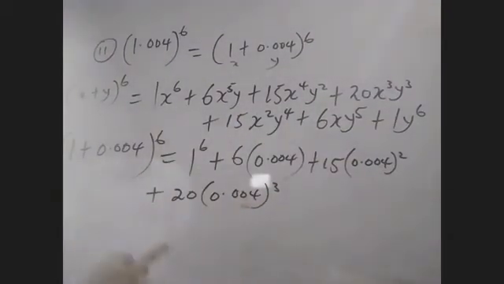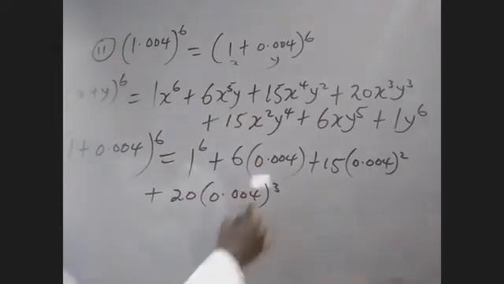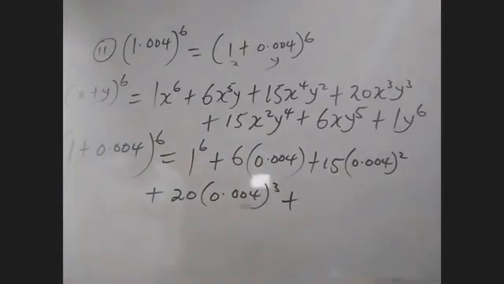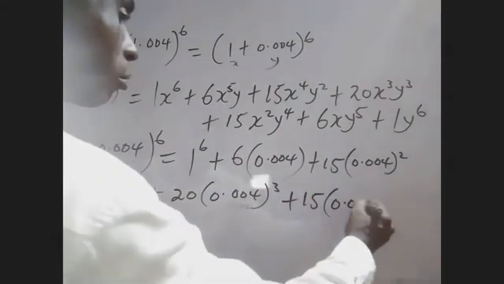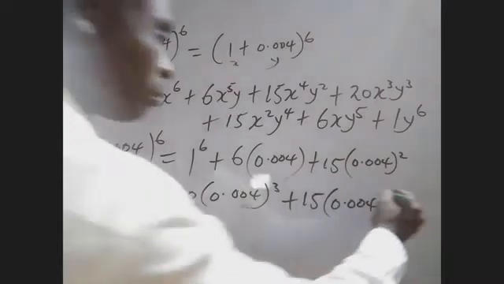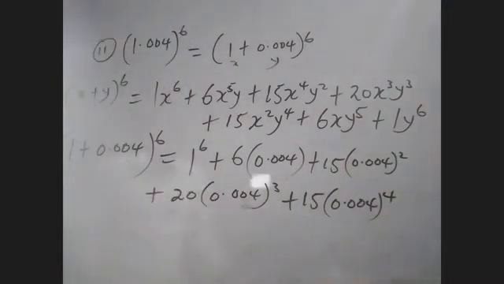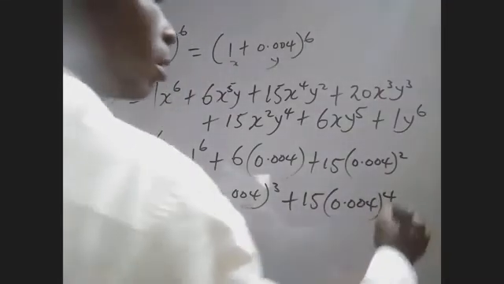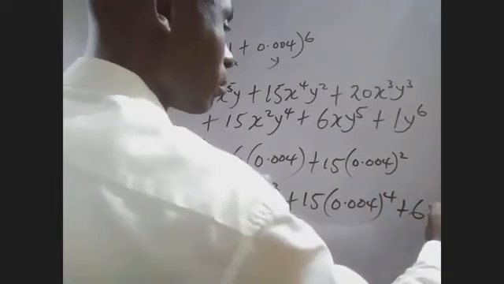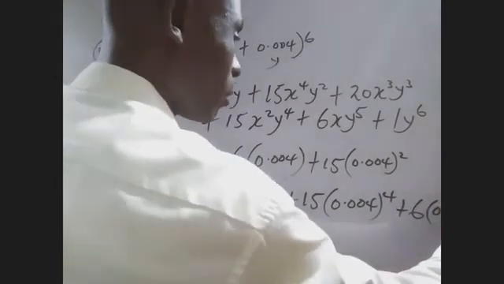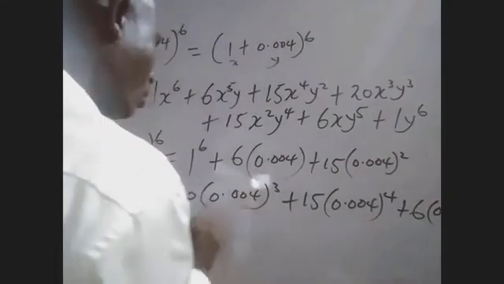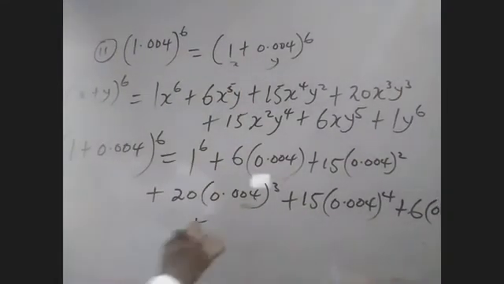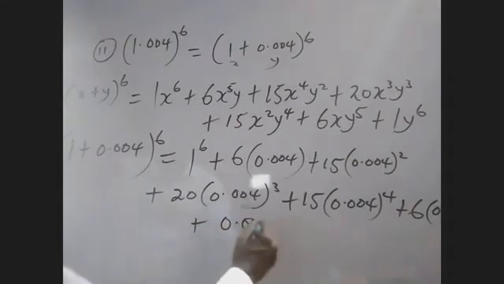So that's why I don't need to waste my time solving on 1. Plus here is 15 into brackets 0.004 raised to the power of 4. Then you have plus 6 into brackets 0.004 raised to the power of 5. Then finally you have plus 0.004 raised to the power of 6.